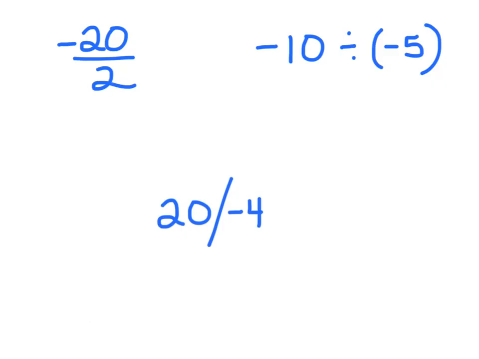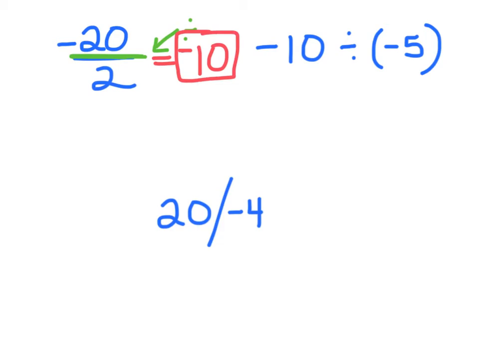All right, I have 3 problems here, and I just want to point out that these 3 problems are 3 different ways to write division. So if you look at this first problem, it says negative 20, and then this line here can mean divide. So it says negative 20 divided by 2. Well, I can figure out the answer to that now. I know 20 divided by 2 is 10. And then I have 2 different signs, so it's negative. Now remember, this is only for multiplying and dividing.